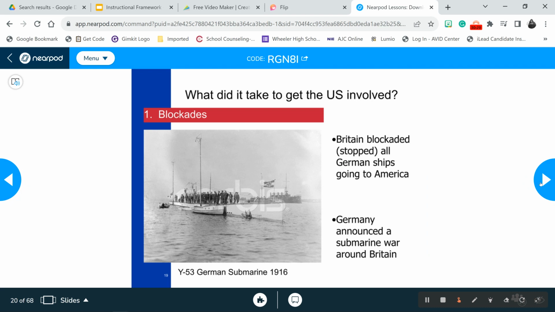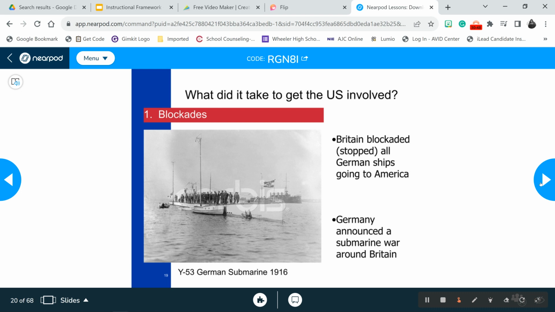Okay. What it takes for the United States to get involved. Make sure you're taking good notes now, especially moving forward. First reason, blockades. Germany announced that they were going to have submarine warfare against Great Britain, so Britain blockaded all German ships from going to America. That hurt the trade, because remember, the United States was doing trade with who? Everybody, but particularly Germany too.